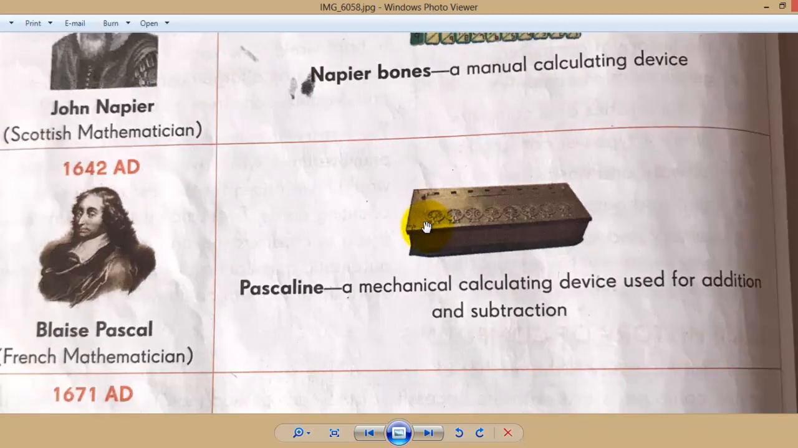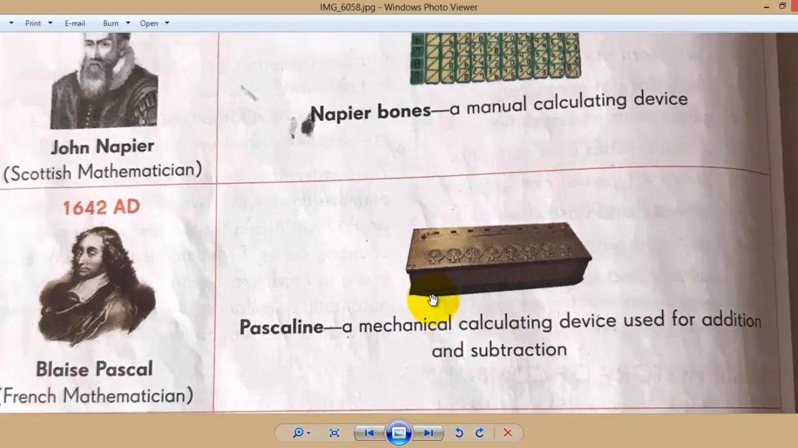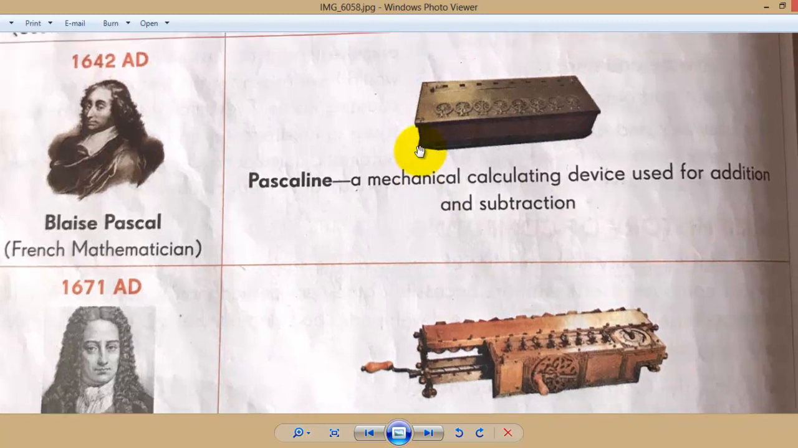After John Napier developed Napier bones, the next one is Blaise Pascal, a French mathematician, who developed the Pascaline, a mechanical calculating device used for addition and subtraction.